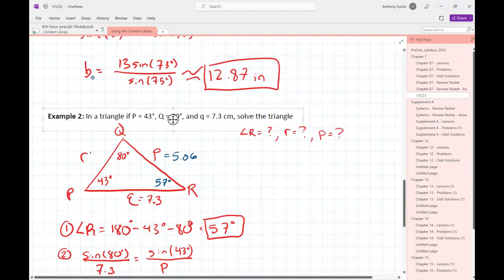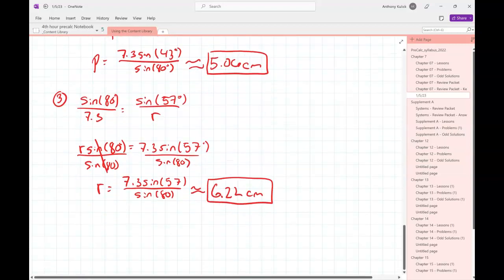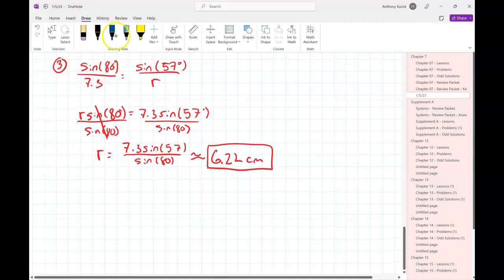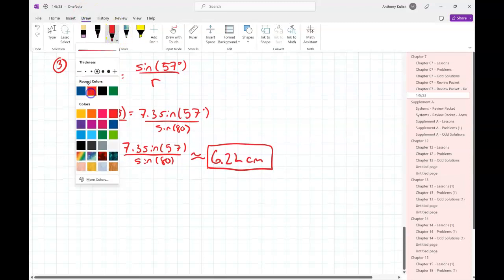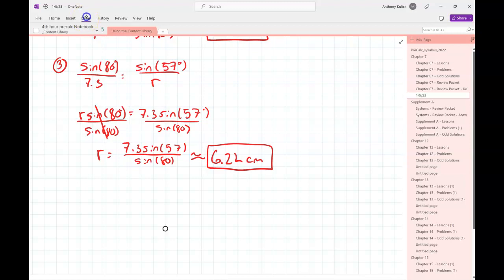If I write that one in, and then I do my check, biggest across from biggest, middle across from middle, small across from small. That all looks pretty good to me. So I'm pretty convinced I'm on the right side of things here. So far, so good. Okay.